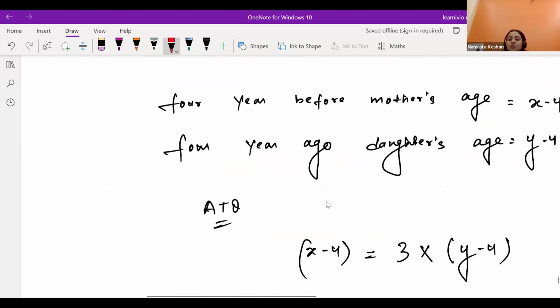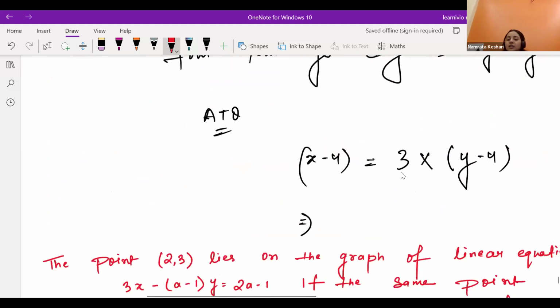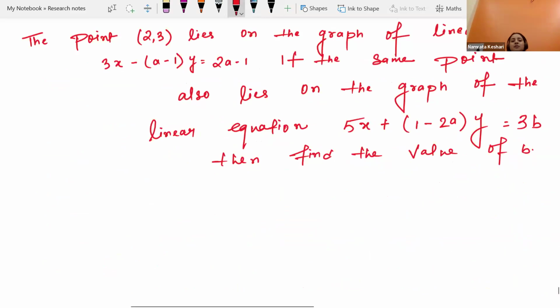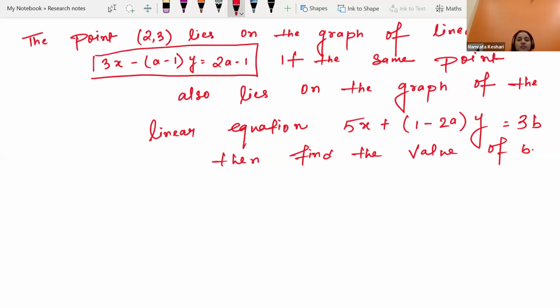So yeah, let's do this one. This is how we got a linear equation in 2 variables. Now we just have to write it in its standard form, that is ax plus by plus c equals 0. Okay, let's do this one. A point (2, 3) lies on the graph of the linear equation. This point is lying on this, that means it's a solution.